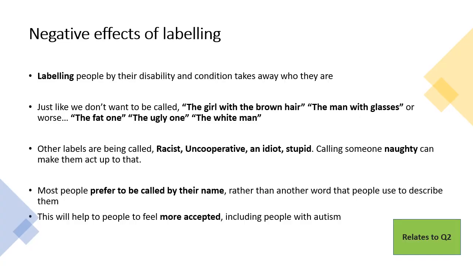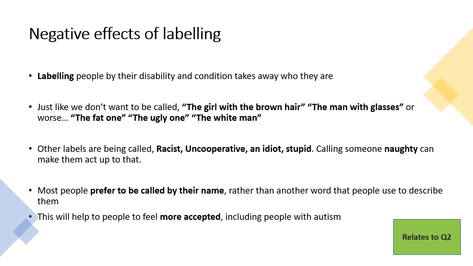So this slide is going to look at the negative effects of labelling. By labelling people by their disability and condition, it takes away who they are. For example, we wouldn't want to be called the girl with the brown hair, the man with glasses, or even worse than that, the fat one, the ugly one, the white man. Other labels are being called racist, uncooperative, an idiot, stupid.